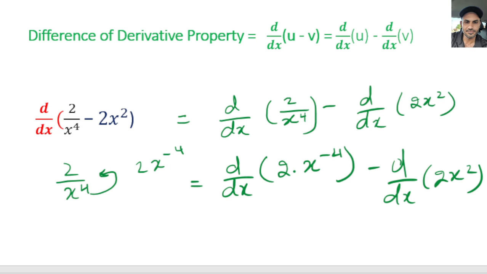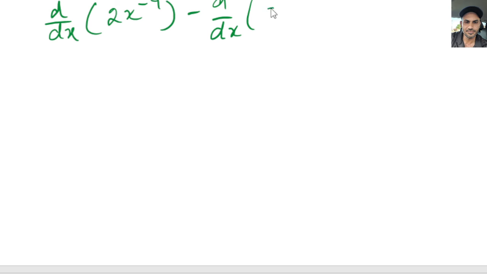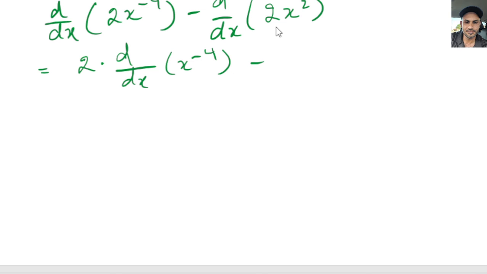All right, now let's go ahead and simplify it further. So we have d over dx, 2x to the minus 4, minus d over dx, we have 2x to the second power. Okay, now we can pull the constants out of the derivative terms, so we can take 2 out from here and write it as 2 times d over dx of x to the negative 4, minus, we can pull the 2 out of here as well, d over dx, and there's a multiplication here, of x to the second power.